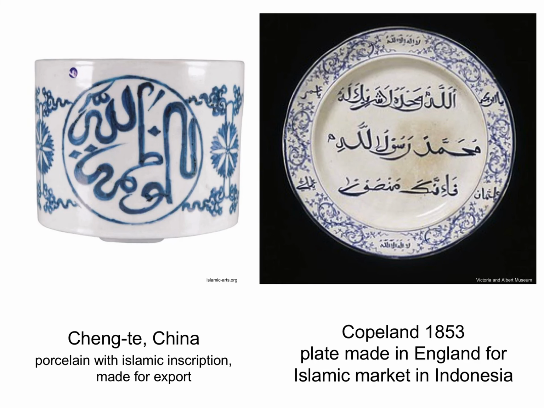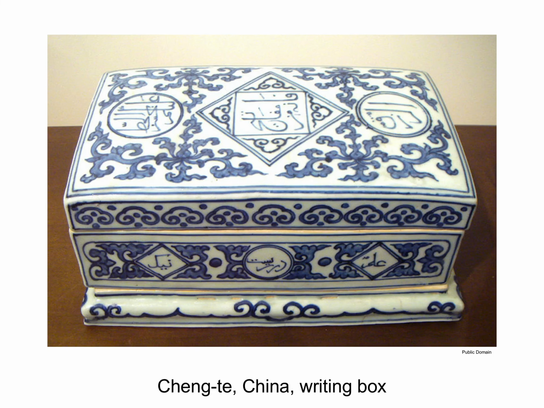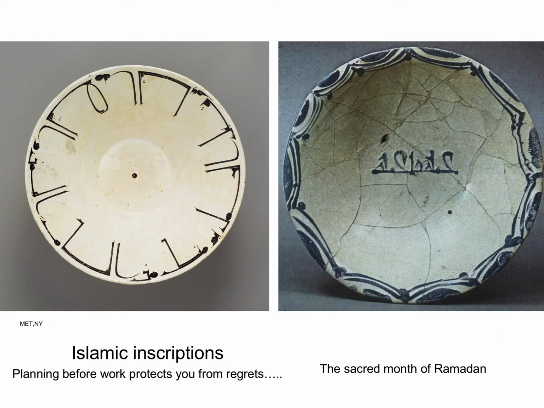And all kinds of very interesting inscriptions, sometimes on ware made in other cultures, like Jingdezhen in China, a porcelain with an Islamic inscription made for export to Islamic countries. And on the right, made by Copeland in England in 1852, a plate made for the Islamic market in Indonesia. This is a writing box made at Jingdezhen in China, again for the Islamic market, with Islamic inscriptions.